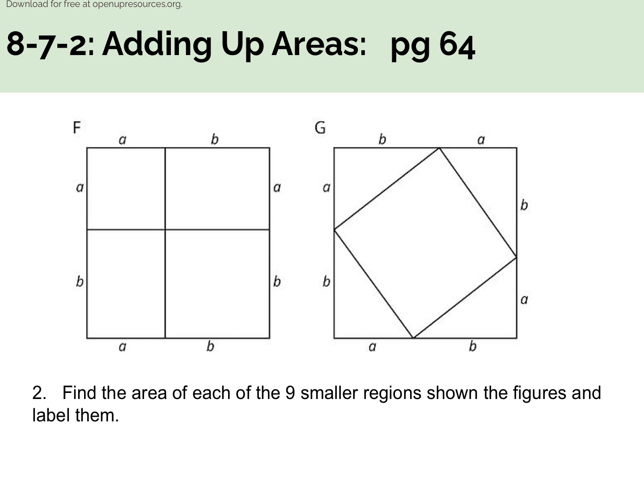Number 2, also on page 64, find the area of each of the 9 smaller regions shown in the figures and label them. So what does that mean? I'm going to go ahead and find the areas, like this area, this area, this area, this area, this one, this one, this one, this one, and this one. Go ahead and find all of those areas and then label them and then come back to me.